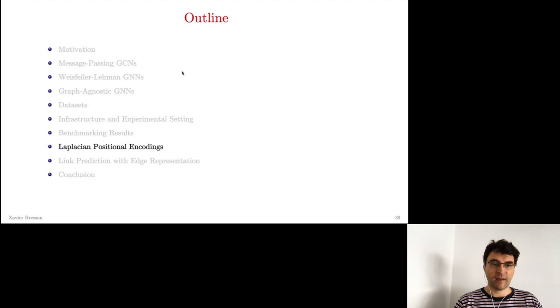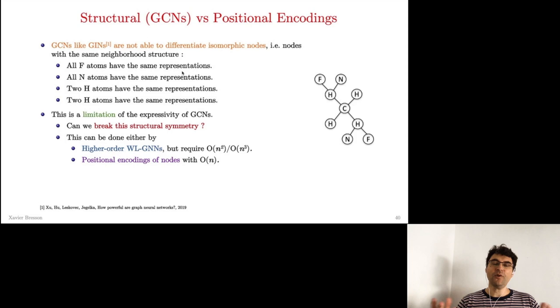Okay, now I'm going to talk about positional encodings. So first, I'm going to talk about structural versus positional encodings. So structural encodings come from the GCN representation. So GCNs, like GINs, are not able to differentiate isomorphic nodes. So they are nodes with the same neighborhood structure.